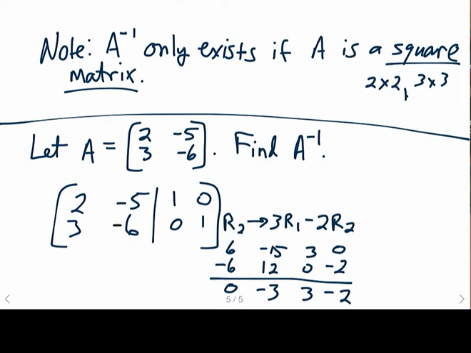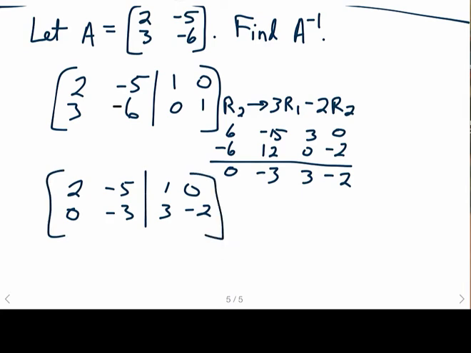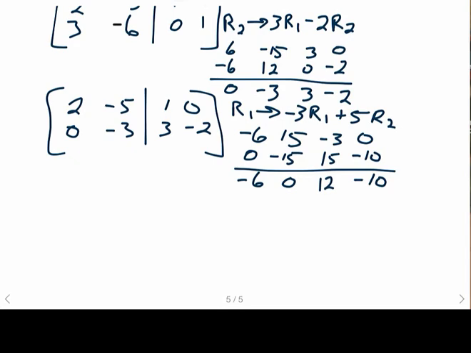So first I'm going to replace row 2 by 3 times row 1 minus 2 times row 2. I end up with a matrix 2, -5, 1, 0, and then 0, -3, 3, -2 with a vertical line separating the two matrices. Now I'm going to replace row 1 by -3 row 1 plus 5 row 2. And my new row 1 now is -6, 0, 12, -10. I haven't changed row 2, so 0, -3, 3, -2.